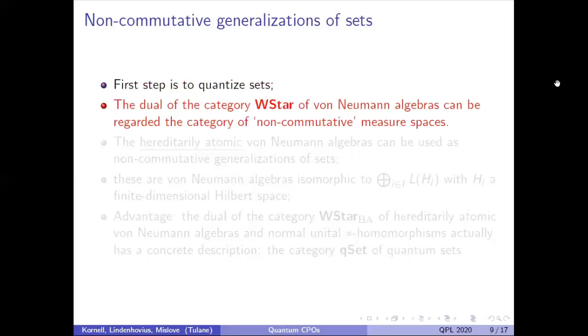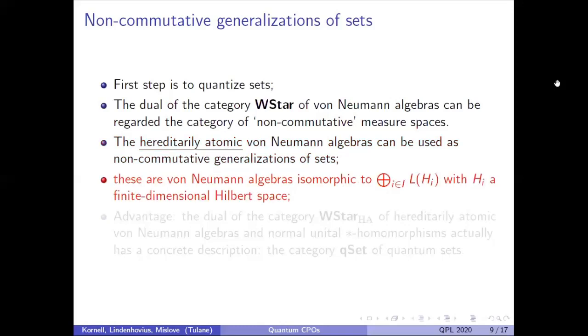Now, it's known that von Neumann algebras can be regarded as the dual of a category of non-commutative measure spaces. And well, a measure space is a set with extra structure. We don't need that extra structure. Hence, it turns out that we can find a subcategory of von Neumann algebras, which can be seen as a proper non-commutative generalization of sets. And this category is the category of hereditarily atomic von Neumann algebras. These are basically von Neumann algebras isomorphic to possibly infinite sums of matrix algebras.